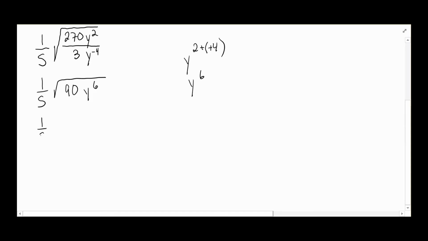So the 1/5 copies down. For the break it up step, let's take the square root of 90 and break it up as a perfect square and whatever's left. 9 goes into that, leaving us with 10.